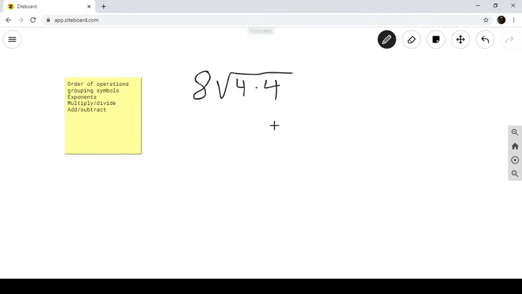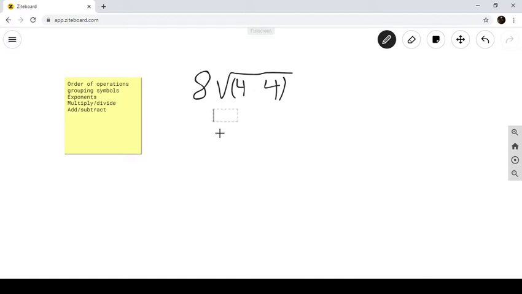So, at first glance, it might not look like there's grouping symbols in this one. However, this root does act like a grouping symbol. Whenever you see a square root, imagine that there are parentheses around whatever's underneath it. Okay? So, again, the root acts like a grouping symbol. So it's what we need to do first. So underneath this grouping symbol is 4 times 4. 4 times 4 is 16.